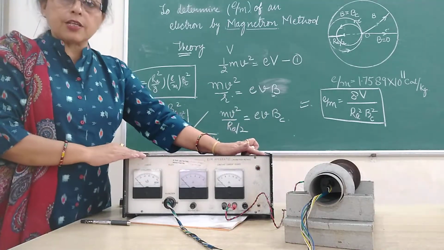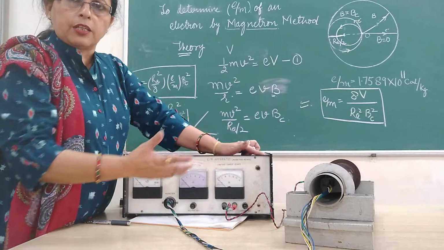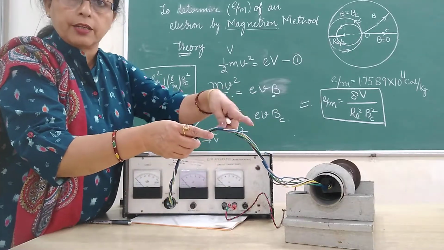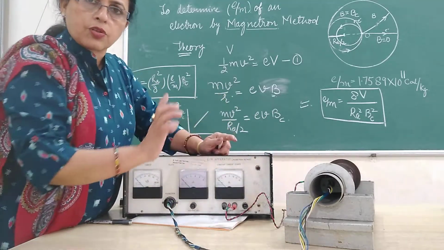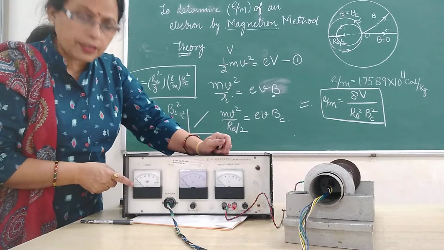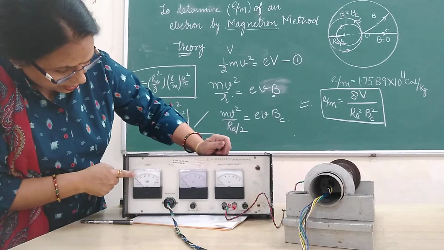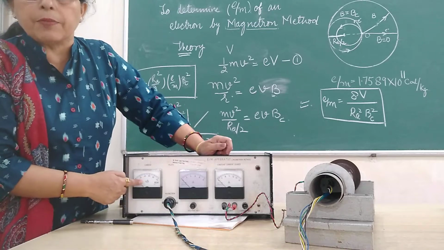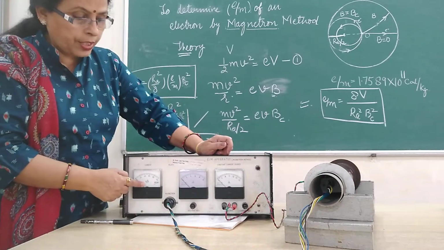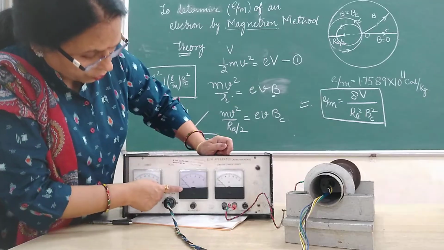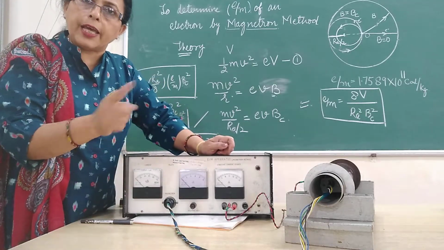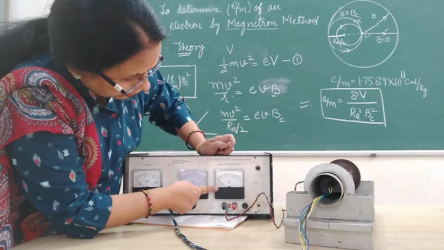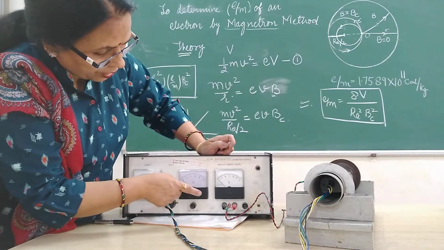Now this is the setup which actually provides the current in the solenoid and also between the cathode and anode of the magnetron. As you can see here, this is our current measurement. This will give you the plate current, that is the anode current, which is measured in microamperes. Then we have this voltmeter, which will measure the voltage between anode and cathode, whatever we are applying. And this is the anode current.